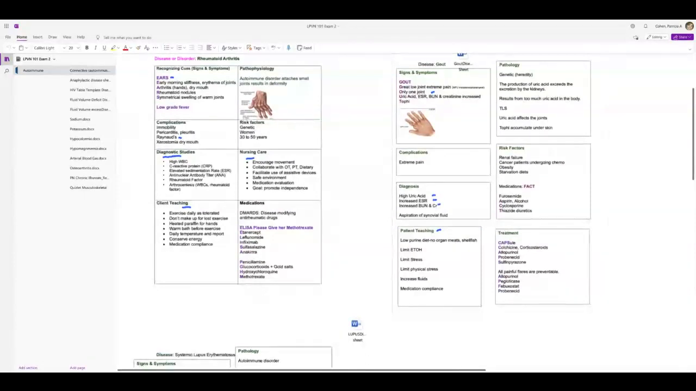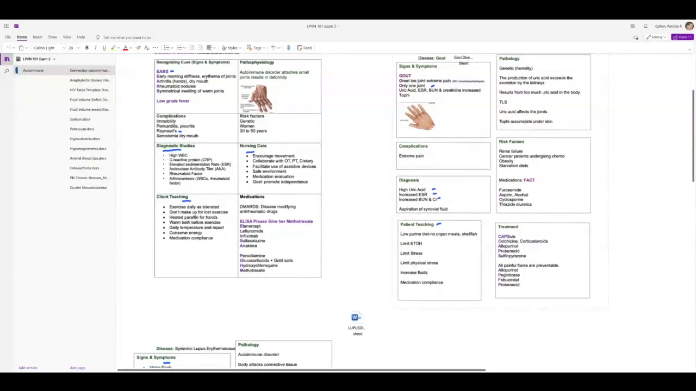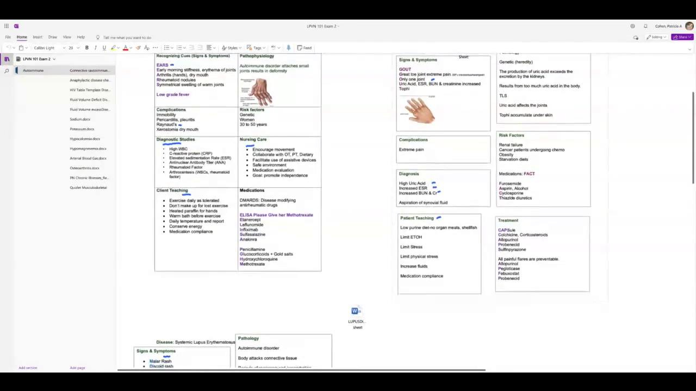diet. No organ meats or shellfish. So organ meats are liver, kidneys, and heart. They need to stay away from that because it elevates purines in the diet, which somehow turn into uric acid. They need to limit alcohol, stress, and increase fluids to flush out the uric acid.